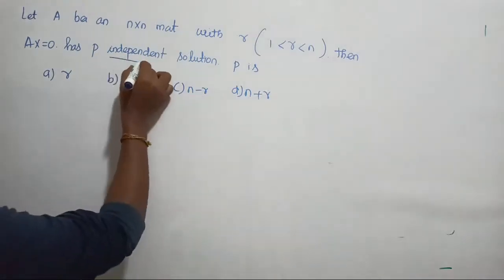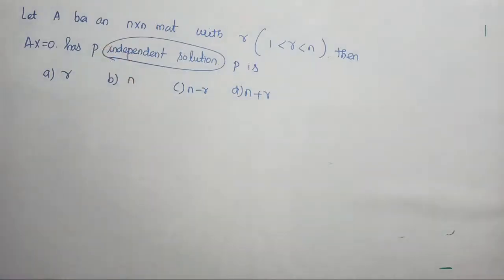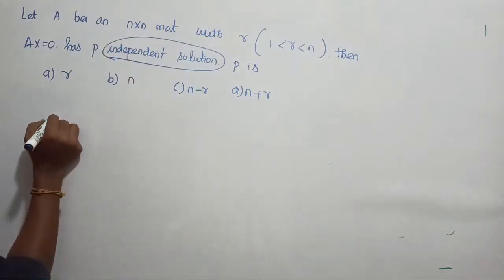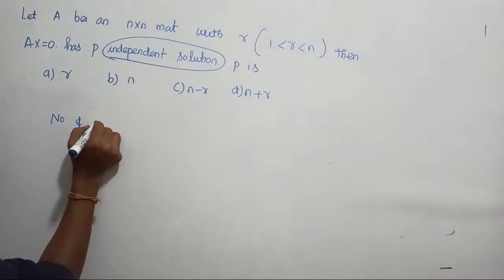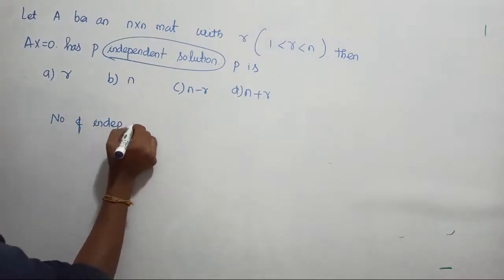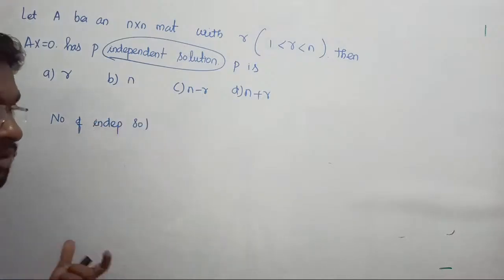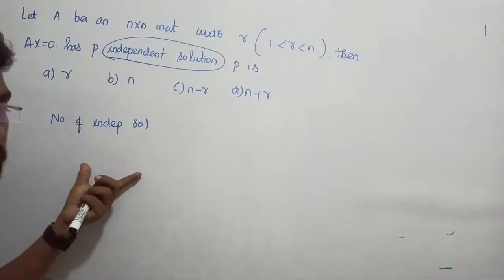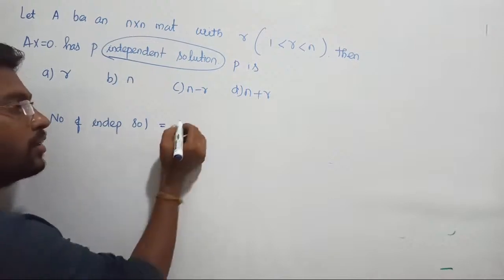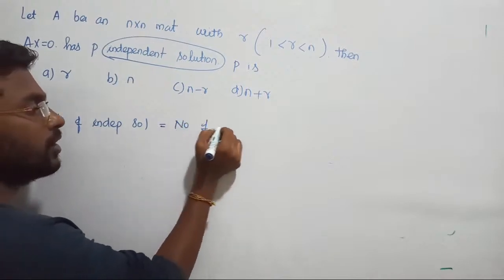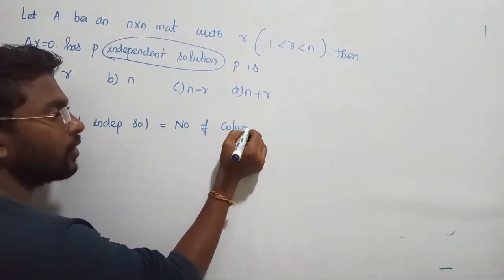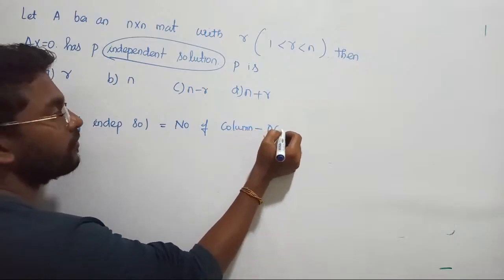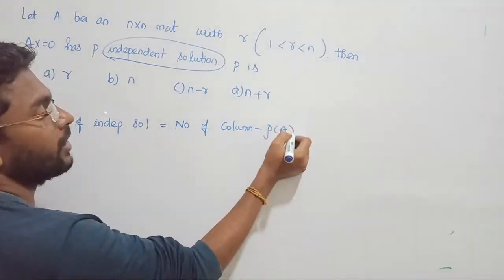Since they are talking about, anyway the question is number of independent solutions, right? Its answer is, the number of independent solutions should be equal to what? That is the dimension of null space or nullity or free variables or number of independent solutions, all are equal to the number of columns minus the rank of the matrix. Only the rank of the matrix.